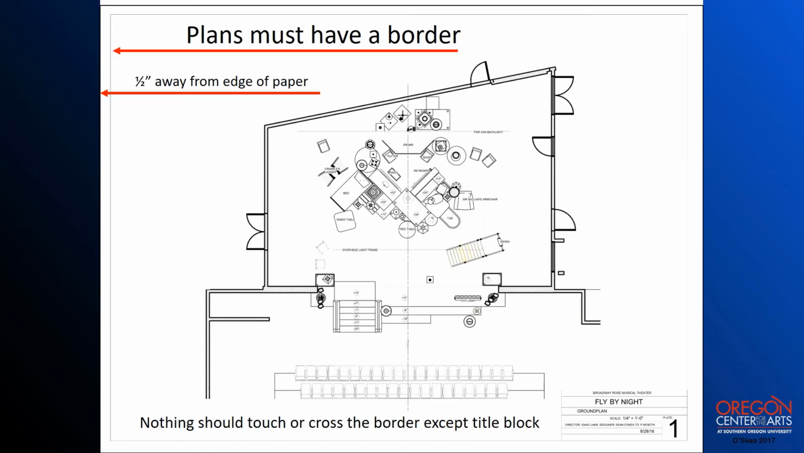Plans must have a border, and it wants to be 1/2 inch away from the edge of the paper, unless it's a very small drawing, then we can get away with that being a little bit smaller. But you want that border to make everybody know that they've got the entire drawing, so the photocopy hasn't been cropped or something like that, and there's some important bit of information. Nothing should touch or cross the border except your title block. Your title block connects with the border, but it doesn't cross over it. So don't let your center line shoot over your border or have parts of your set going over the border. The border is kind of the edge of the universe in these drawings.